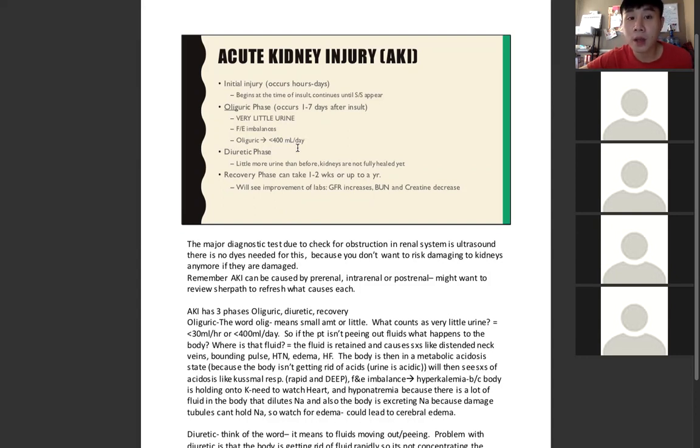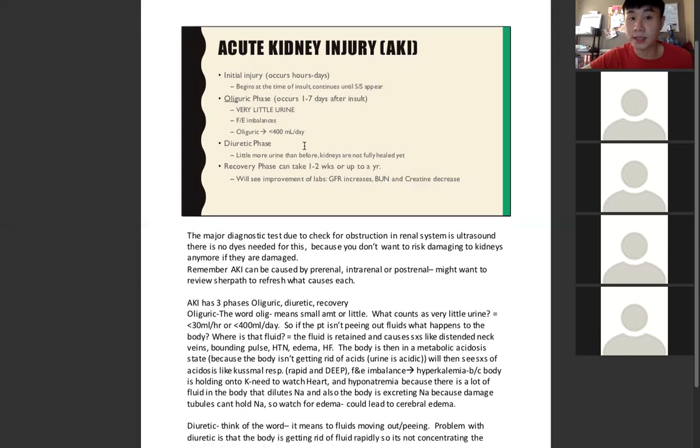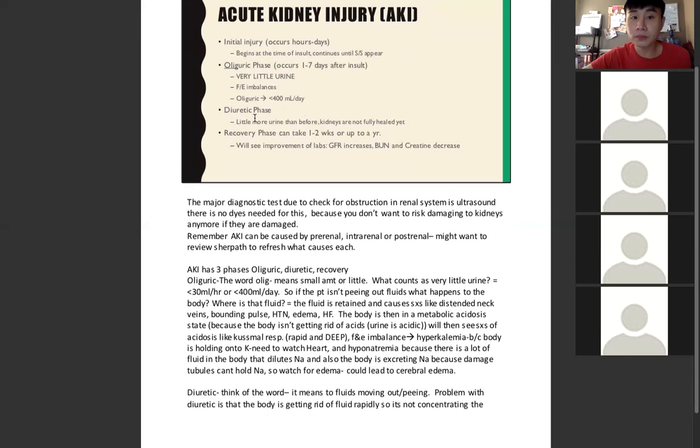That is the minimum. But in the oliguric phase, when the patient is in AKI, they will produce no more than 400 ml. So this is the hallmark of the oliguric phase. We need to know this so that we can tell whether the patient is in the oliguric phase or not. So less than 400 is in the oliguric phase.